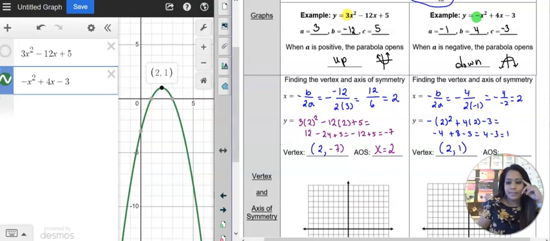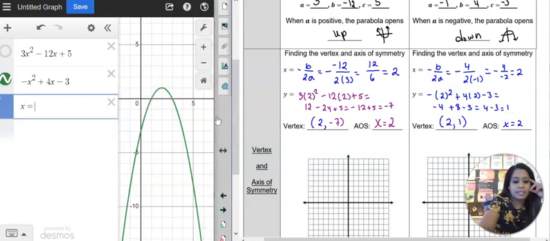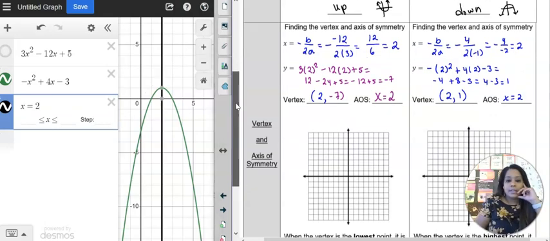There you go. And then the axis of symmetry is going to be the x-coordinate, the same thing. So x equals 2. Let me go ahead and graph it and show you guys. See how it splits it right in half? That's what that is, okay?